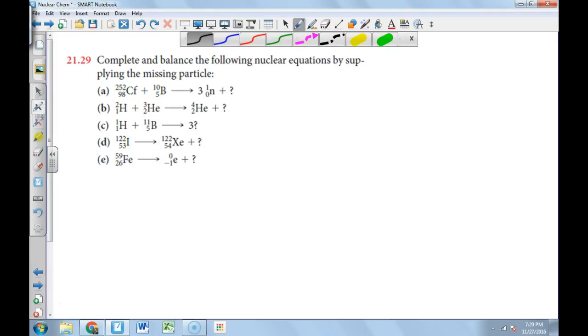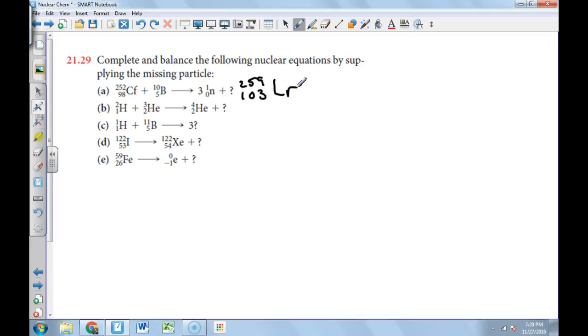What I like most about this is it's fairly straightforward in the balancing. So 252 plus 10 is 262, and there's 3 on this side, so the mass here has to be 259. Then 98 plus 5 is 103. There's 0 here, so this is going to be 103. If we look up element 103 on the periodic table, that is going to be our favorite element, lawrencium, Lr.